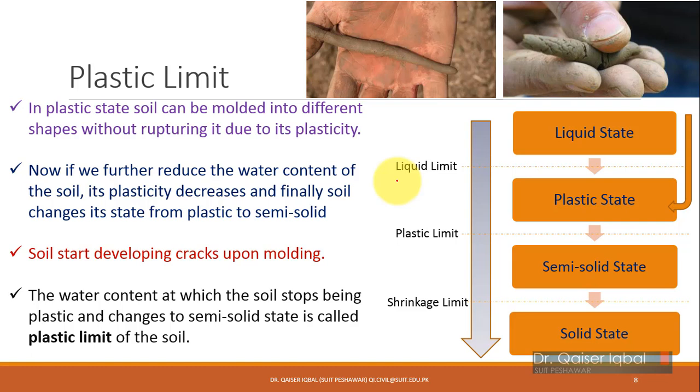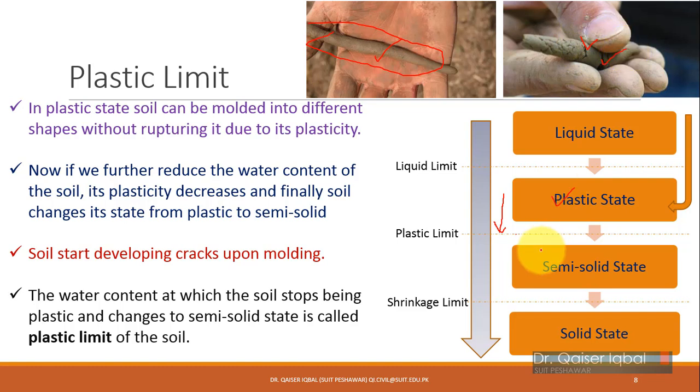So now, when is the plastic limit going to end? In plastic state, the soil can be easily molded. Like you can see over here, you've got this thread made of clay soil, okay. But if you further keep on reducing the moisture content of this soil, you will reach a point where upon making the thread from this soil, it will start developing cracks.